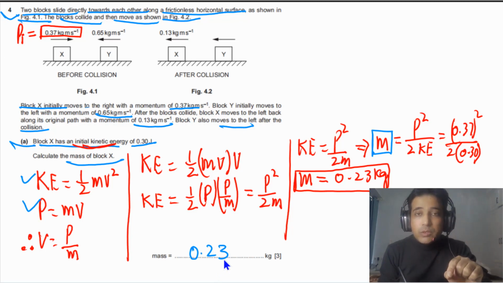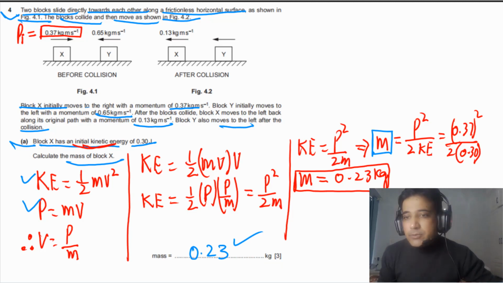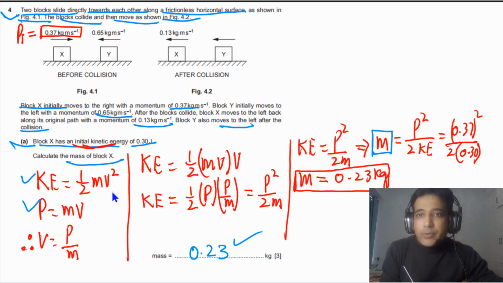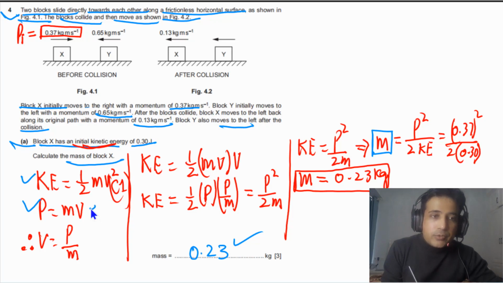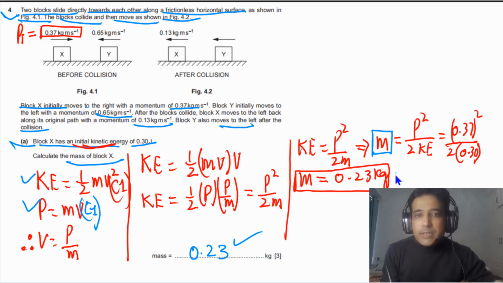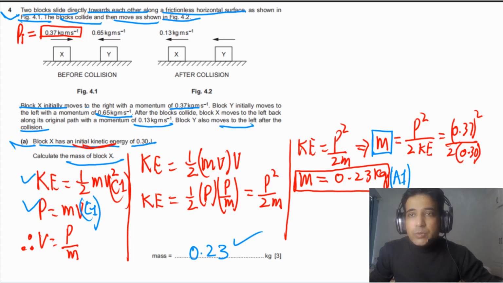This question has 3 marks. You will get 3 marks if you have written this. For writing this, you will get 1 C mark, and for writing the equation for the momentum, you will get another C mark. The final mark is for the right answer. If you got the right answer, you will get 3 marks. So steps are very important. Always show your working so you can get the C marks.